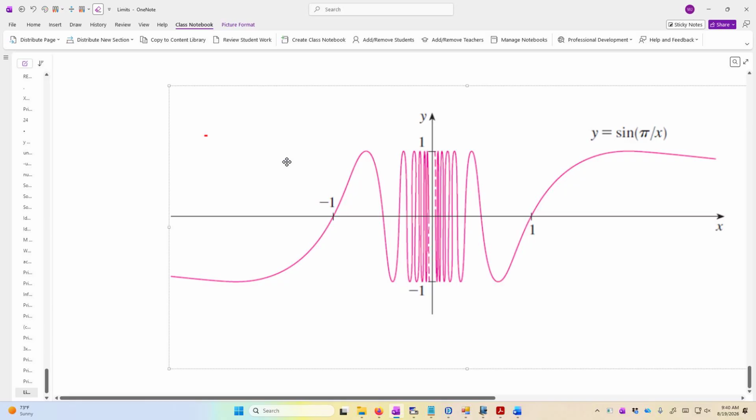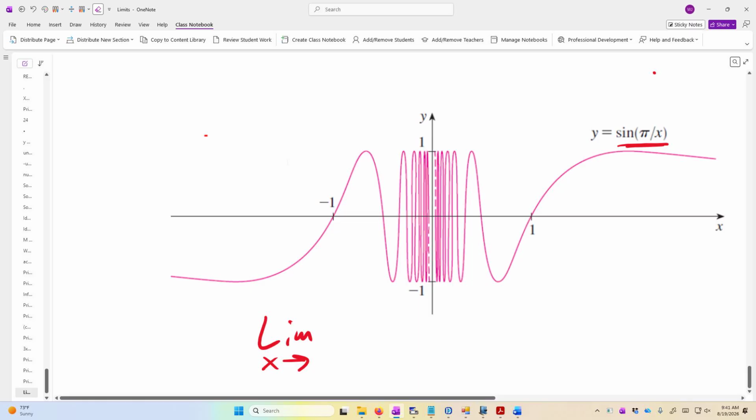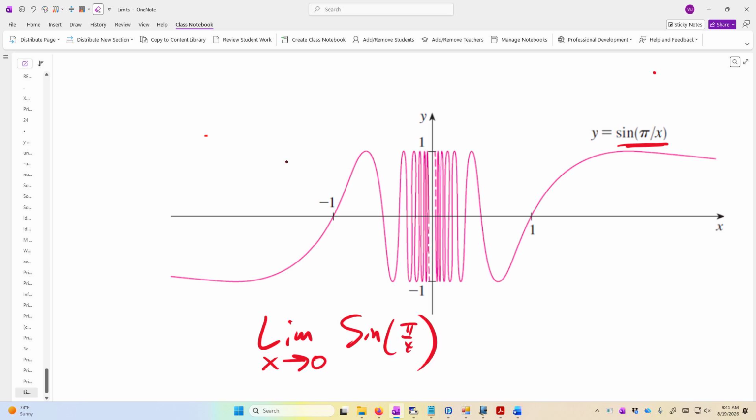Okay. This is the function sine of pi over x. It's continuous everywhere except at what? x equals 0. You plug in any number here but 0, we know sine of that value. Okay. The interesting part, the limit as x approaches 0. To get closer to 0, what's happening?